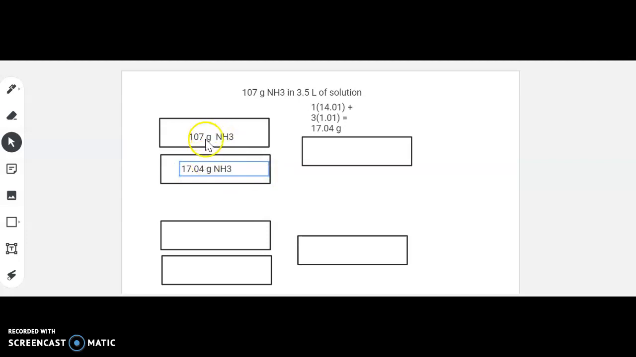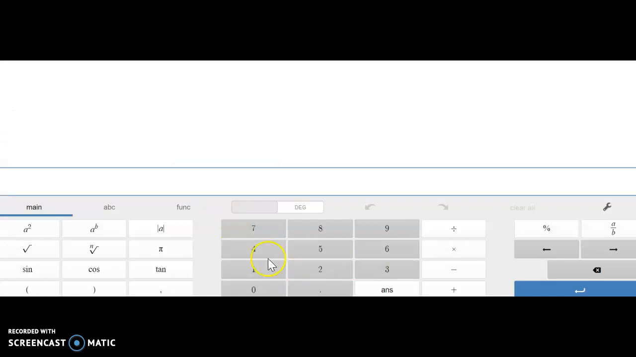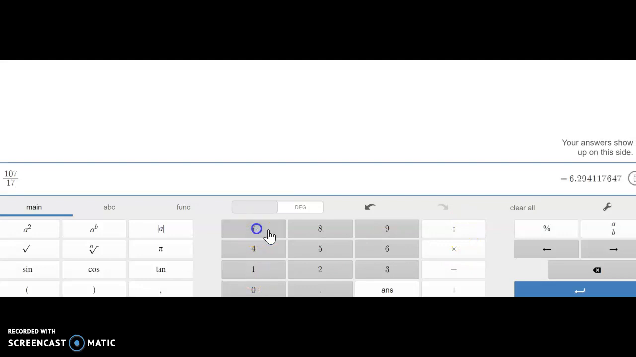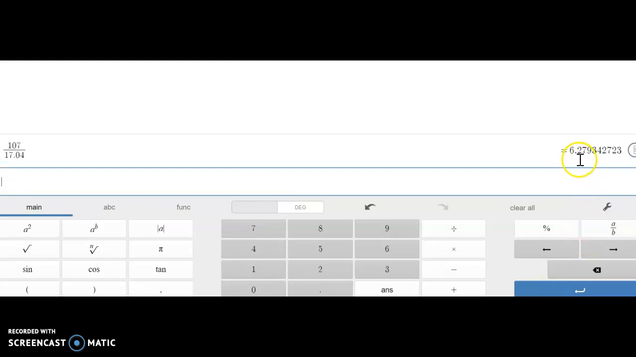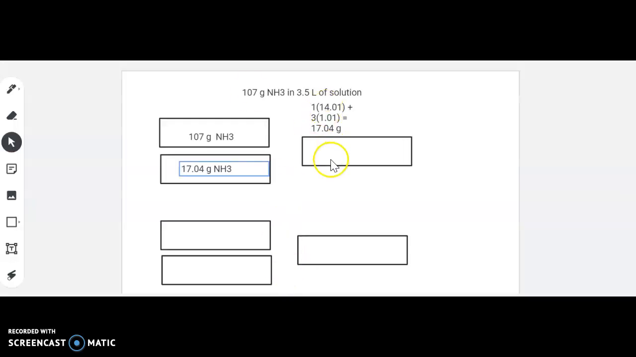Let's find our moles. We have 107 divided by 17.04. We're going to go to our calculator and type in 107 divided by 17.04. That gives 6.279, and we can round to 2 decimals, so 6.28. We'll go back and put our number in here. We have 6.28 moles of NH3.